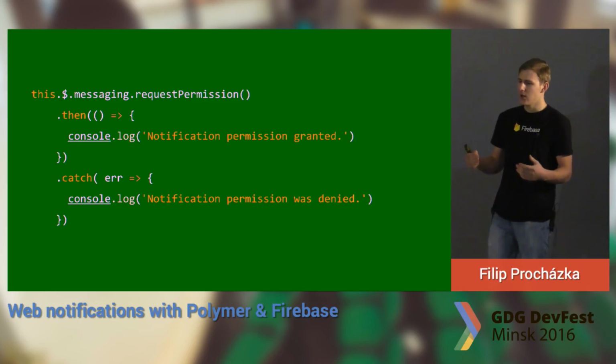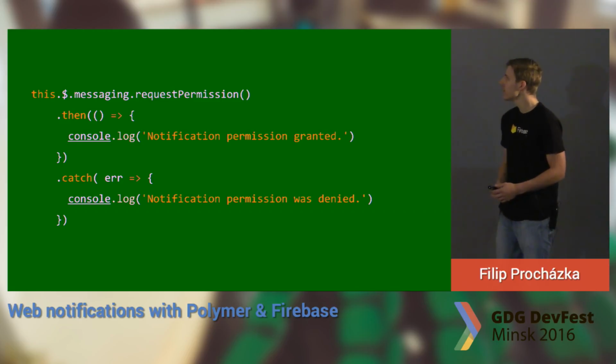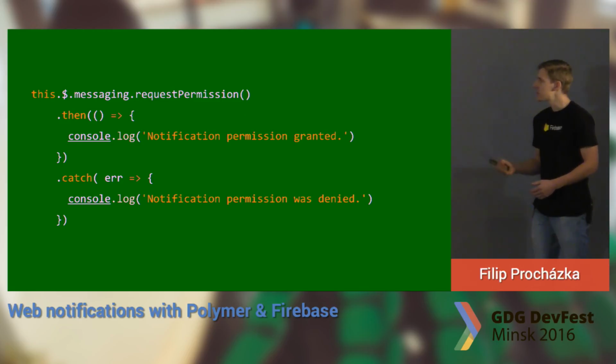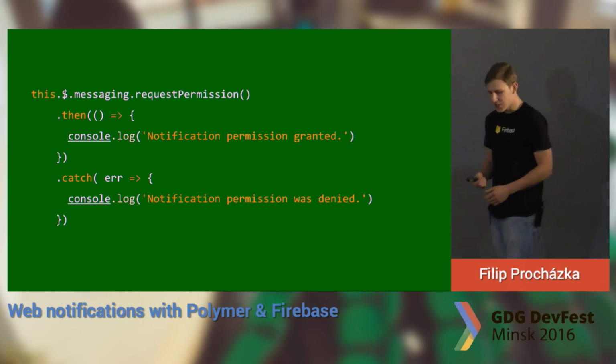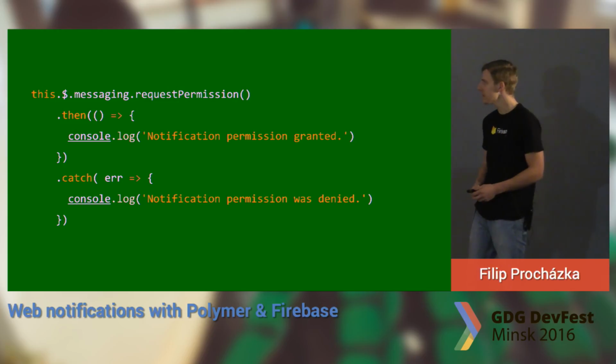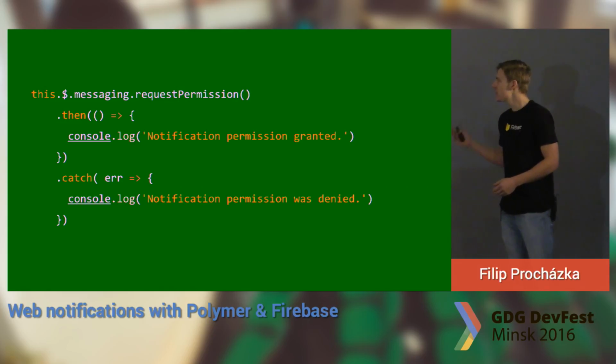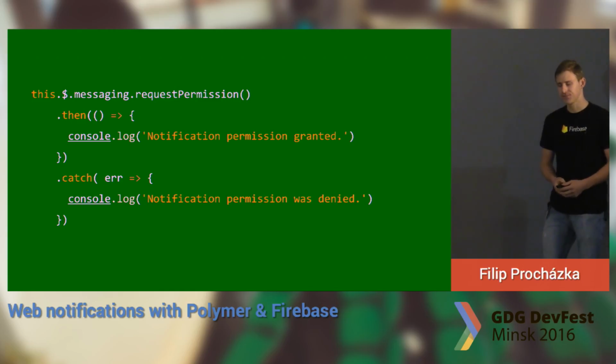Well, it's actually very simple with PolymerFire. You just call the request permission method on the Firebase messaging web component, and then wait, and if it succeeds, the user granted you the notification permission.